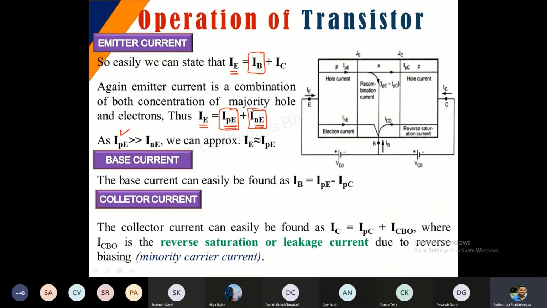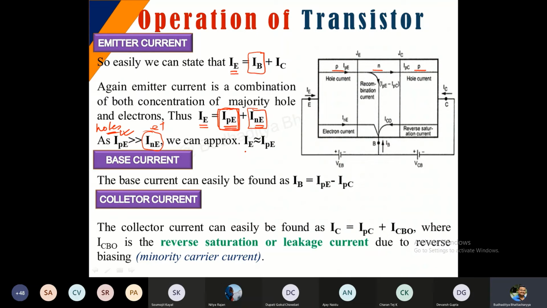And naturally, as I said, IPE is greater than, I think this is in terms of PNP only, because IPE is far greater than INE, which means the holes are the majority. So this is the collector current we are looking at. IPE is basically the collector current because this is PNP. So IPE is basically the majority current and INE is the minority electron current. All right, so that is why it is shown. If it is a PNP, naturally my hole current will be greater than the electron current. So that is what has been shown over here.